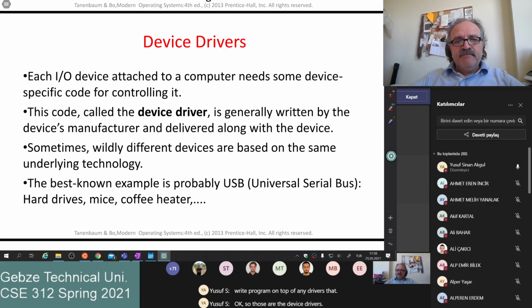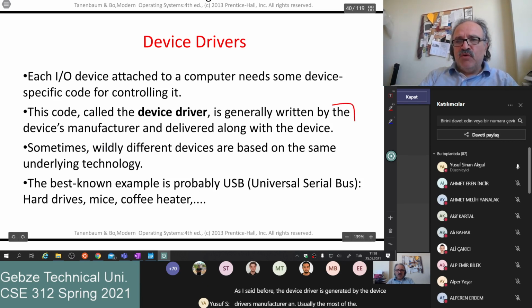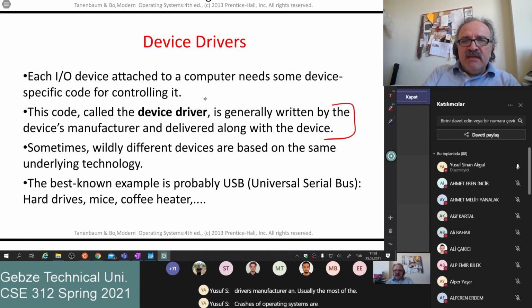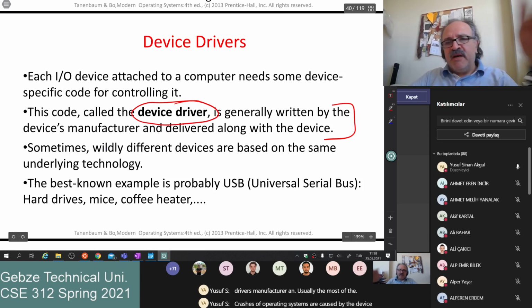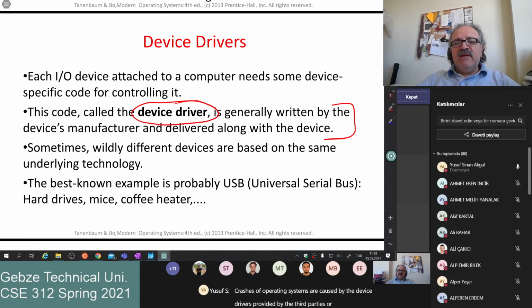As I said before, a device driver is generally written by the device manufacturer, and most of the crashes of operating systems are caused by the device drivers provided by third parties. You added a new device to your computer, and that device came with its own device driver, and if the device driver is buggy, and since it becomes part of the operating system.